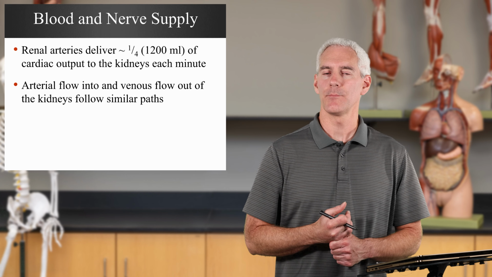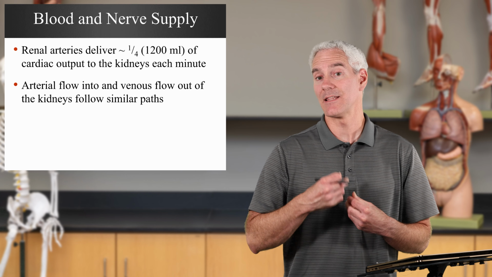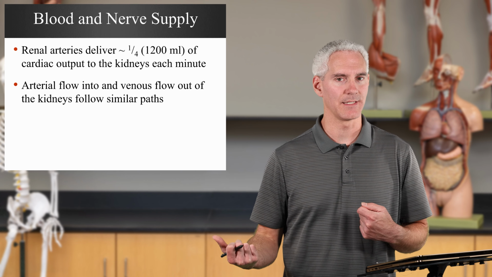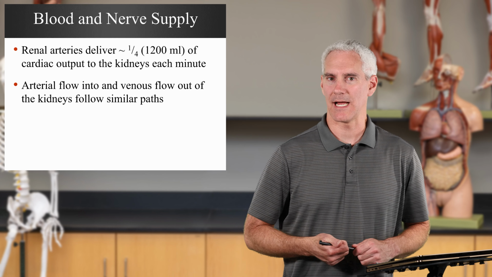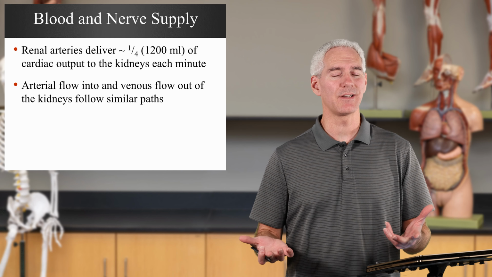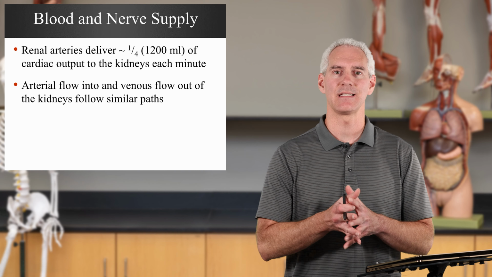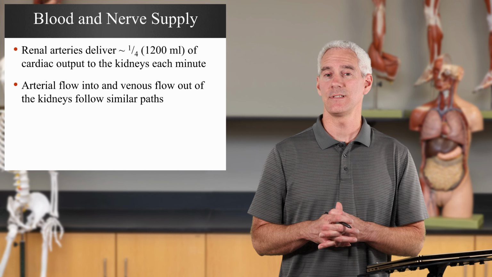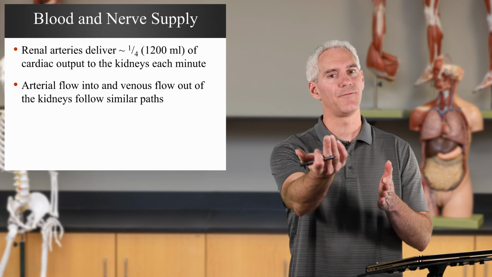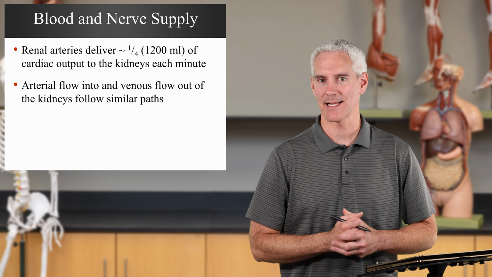Now, the arterial blood flow into the kidneys and the venous blood flow out of the kidneys pretty much follow a similar pathway, which is good because that means the naming system is the same. So as long as you know the name of the arterial in, the venous out follows the same exact naming mechanism.